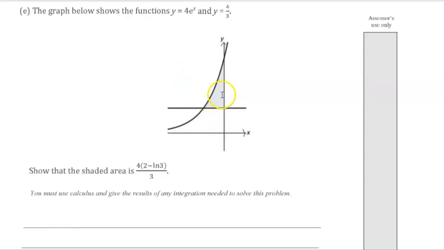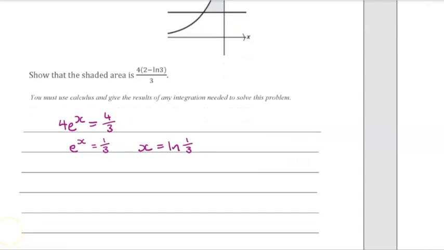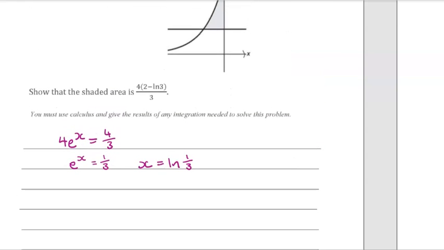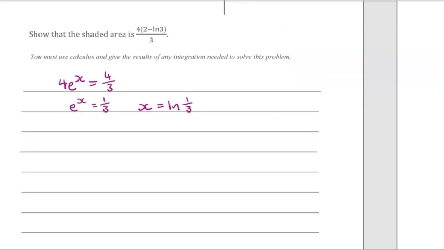Okay, again, we're working out some area stuff. So we've got the function 4e to the x, and then y equals 4/3. And once again, we need to find a point of intersection. So set them equal to each other, and we get that x is equal to log of 1/3. So this point of intersection is log of 1/3. So now we need to integrate the equation of the curve between x's log of a third and 0.